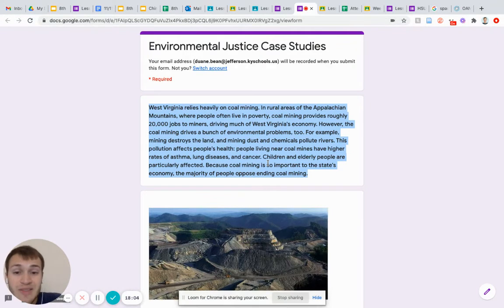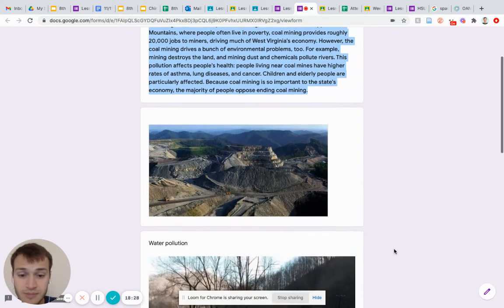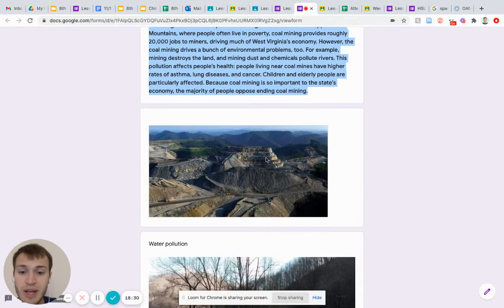However, the coal mining drives a bunch of environmental problems too. For example, mining destroys the land, and mining dust and chemicals pollute rivers. This pollution affects people's health because people living near coal mines have higher rates of asthma, lung diseases, and cancer. Children and elderly people are particularly affected. Because coal mining is so important to the state's economy, the majority of people oppose ending coal mining. So here's a picture of coal mining in West Virginia. You can see it's strip mining, which is where they take off the top few layers of the land.